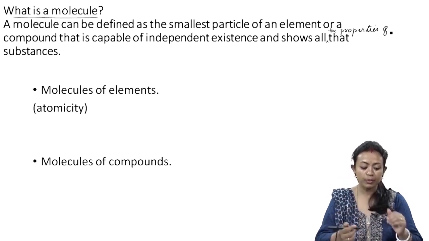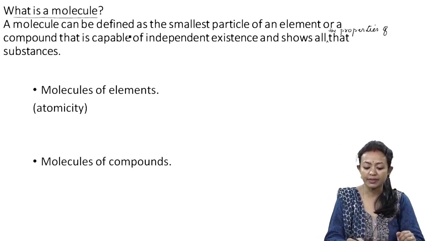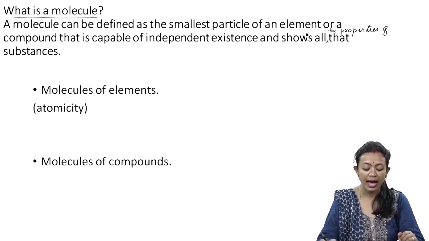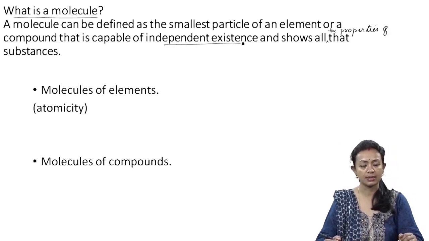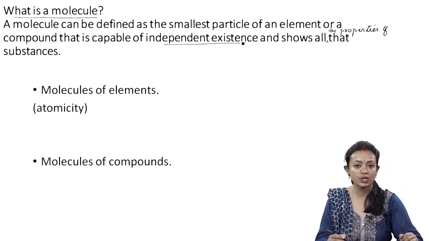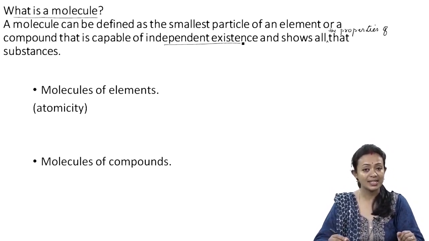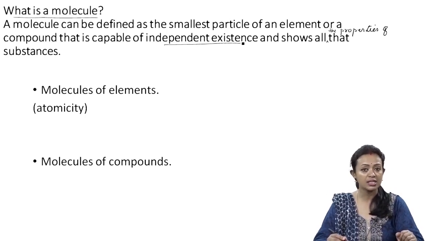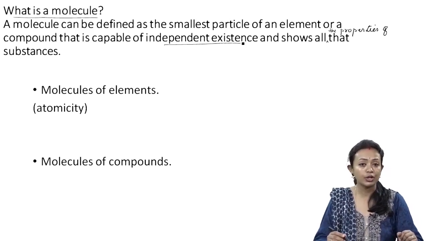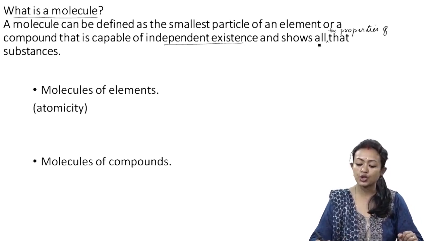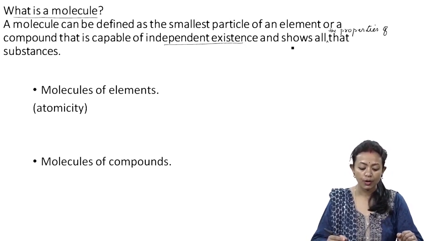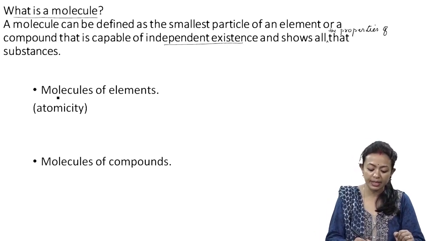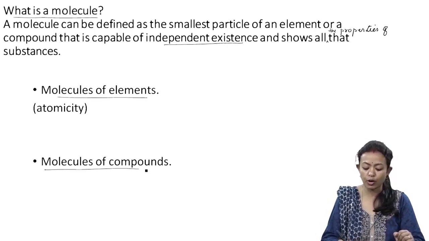Alright, so I repeat, what is a molecule? A molecule can be defined as the smallest particle of an element or a compound that is capable of independent existence. When it is in molecular state, it does not react. Whereas when it is in atomic state, there is every possibility of reaction because it is very, very unstable. Whereas a molecule is a stable state and it shows all the properties that the substance has. The molecule can be of two types, the molecule of an element and the molecule of a compound.